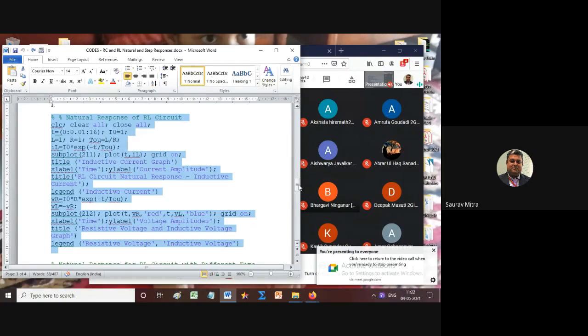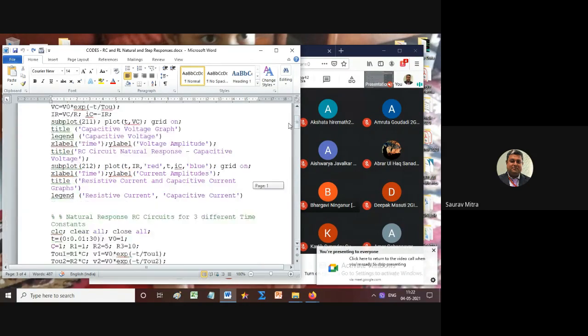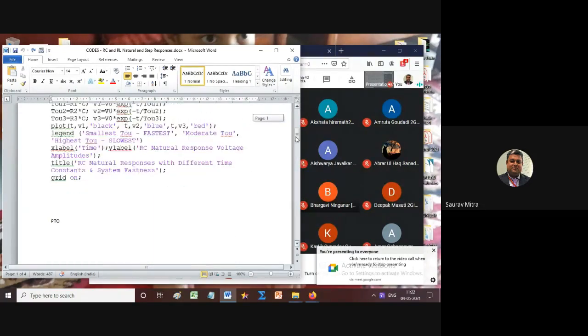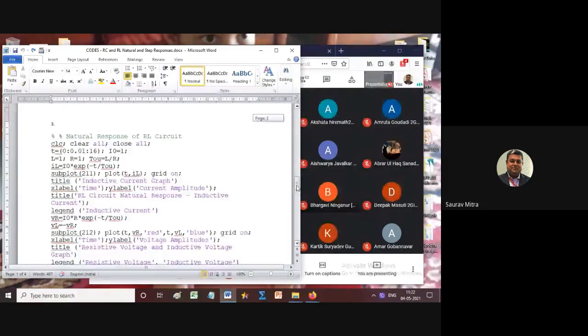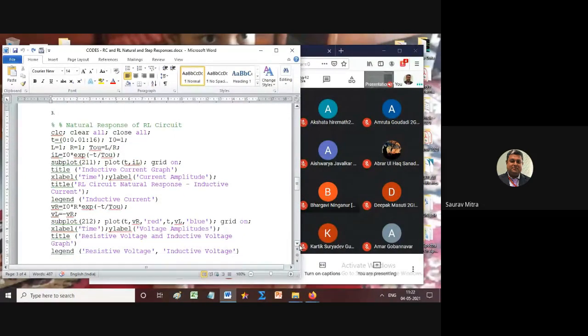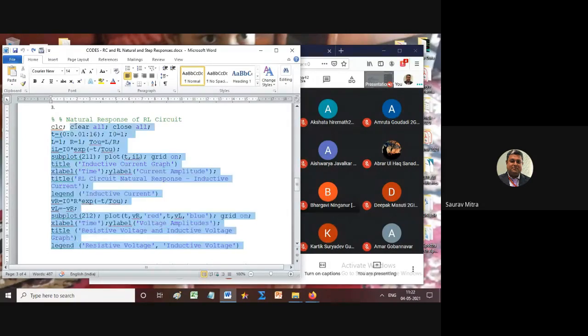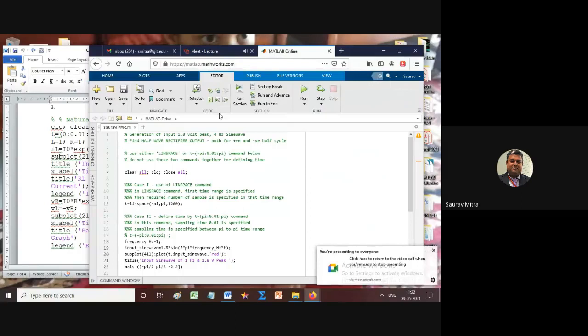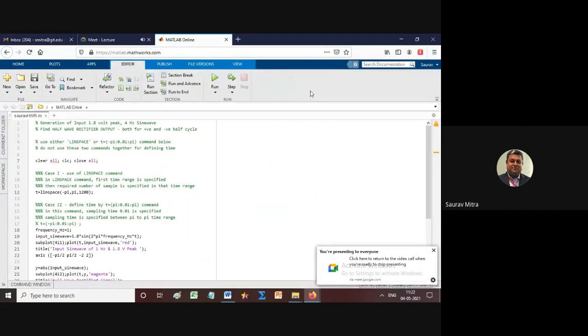I have sent you 2 documents. This is the first document, natural response of RC. The next page is the step response of RC. The third page I have is called the natural response of RL. So we are doing first order circuits only, and then go to MATLAB Online. The previous code is still there. If you are not able to see my window, please let me know.